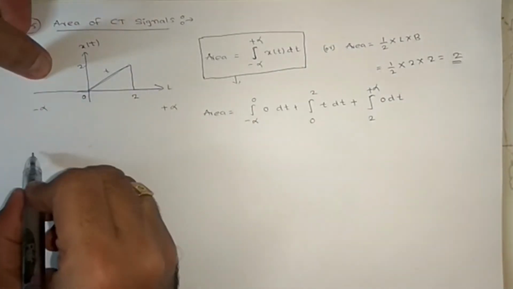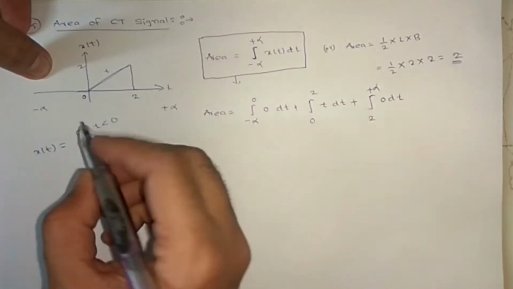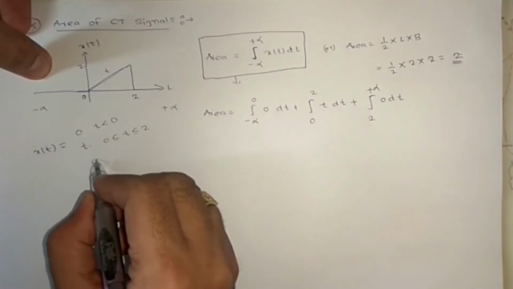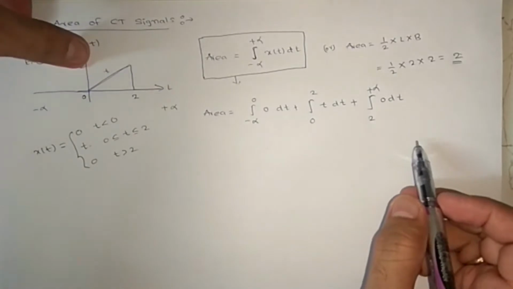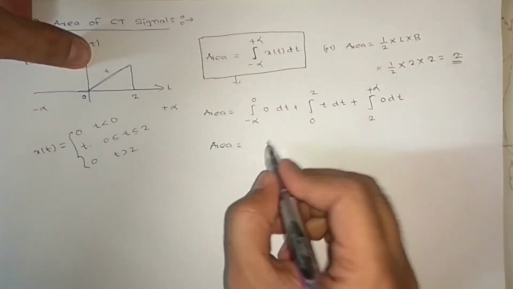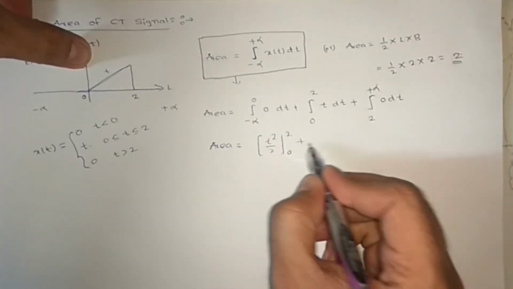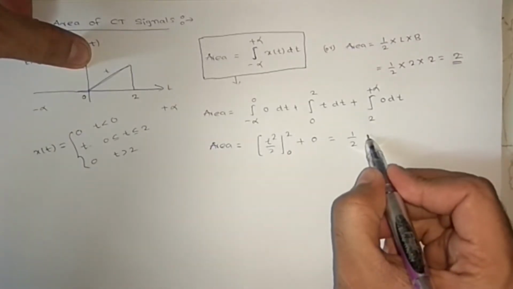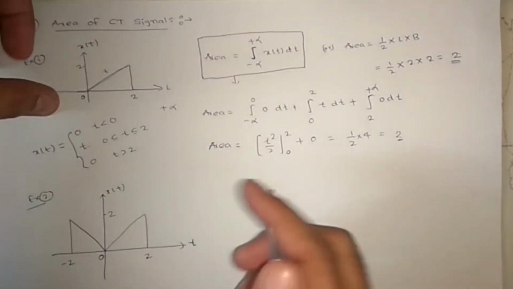Here we have three pieces of the signal, right? x of t is 0 for t less than 0, t for 0 less than t less than 2, and 0 for t greater than 2. So the same I have taken here. So area: this 0 only, this is t square by 2 with limits 0 to 2, plus 0. And what about this one? 1 by 2 into 4, which is 2.